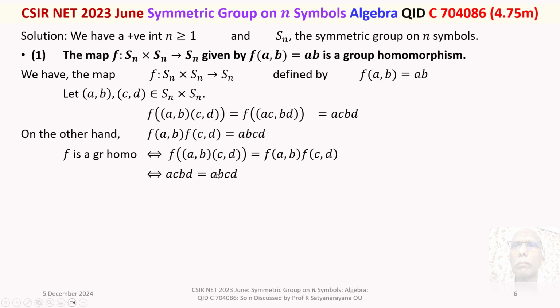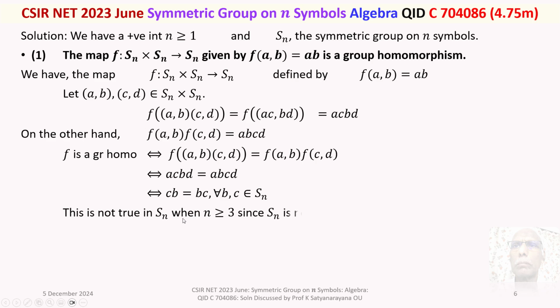Now in a group, the cancellation laws hold good. So the left cancellation law you do, a will go away. The right cancellation you do, the d will go away. Thus you get cb is equal to bc for all b, c belonging to Sn. Is it true? No. In Sn, when n is greater than or equal to 3, it is a non-abelian group. Therefore, the product may not be equal. So this is not true in Sn when n is greater than or equal to 3 because Sn is a non-abelian group for n greater than or equal to 3.